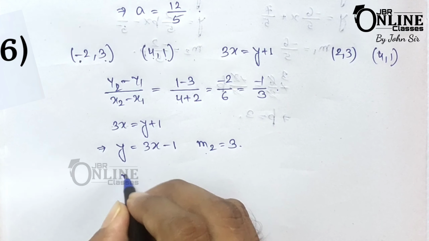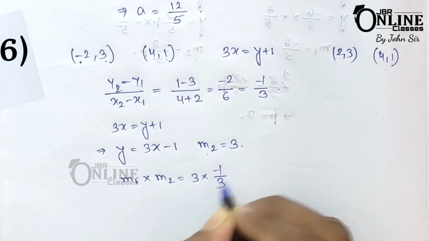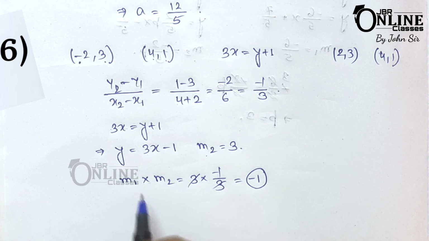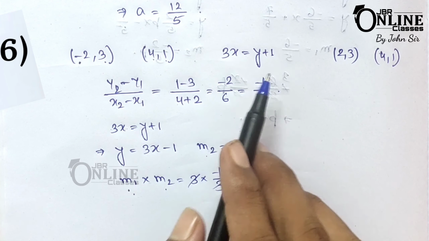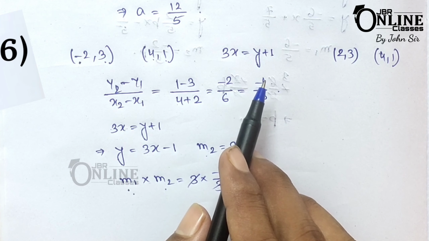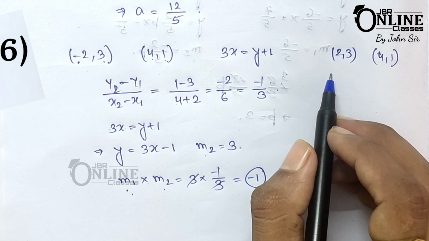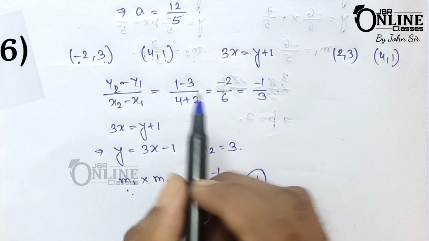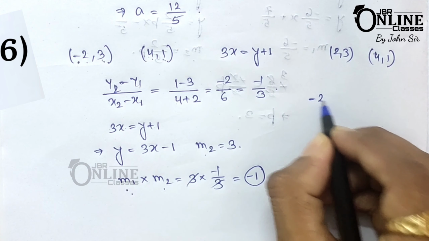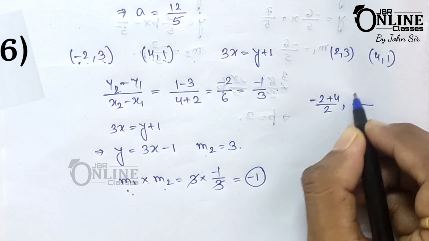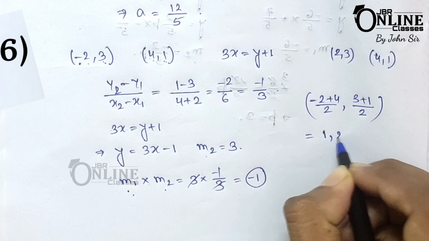If they are perpendicular, that means m1 into m2, that equal to 3 into minus 1 by 3, and that equal to minus 1. So as the multiplication of the two slopes is minus 1, that means these two lines are perpendicular. Now the next portion: the coordinates of the midpoint of the joining points minus 2, 3 and 4, 1. So here the midpoint is minus 2 plus 4 by 2, then 3 plus 1 by 2. So the midpoint equal to 1 comma 2.